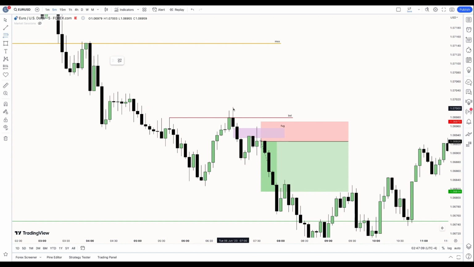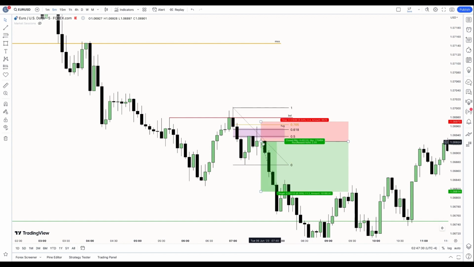Also, if we take our fib and plot it from our swing high to swing low, we can see that price actually encroached into our 61.8% mark. So that means it's actually trading at a premium because it's above that 50% mark. So I executed my trade here because I waited for that pattern to form first before execution.